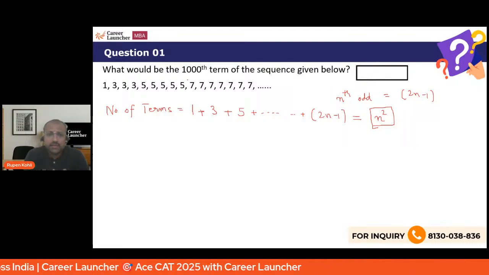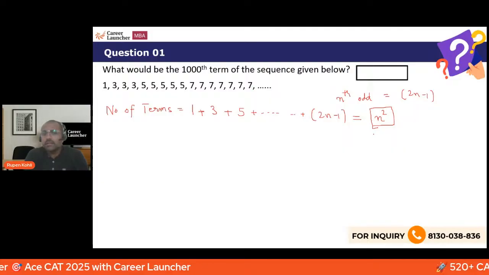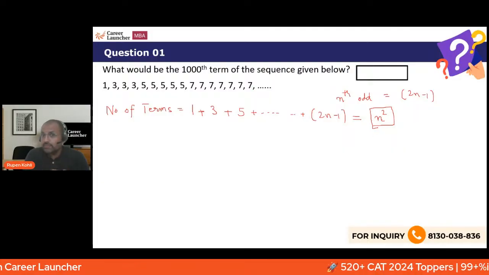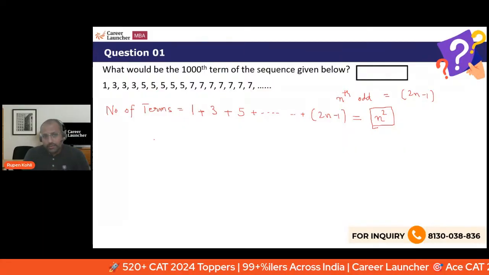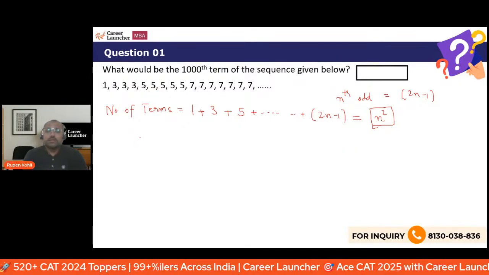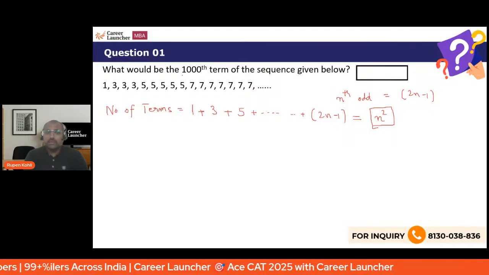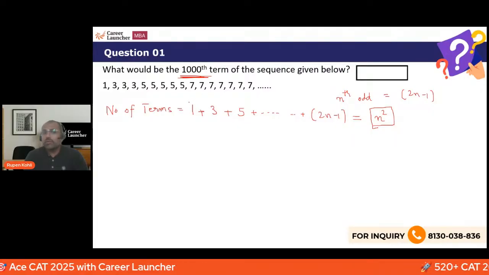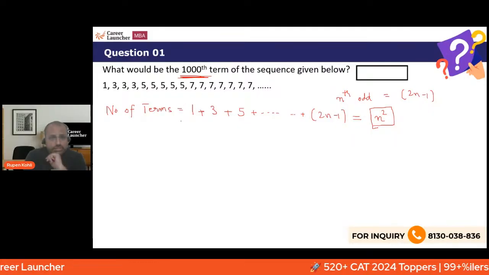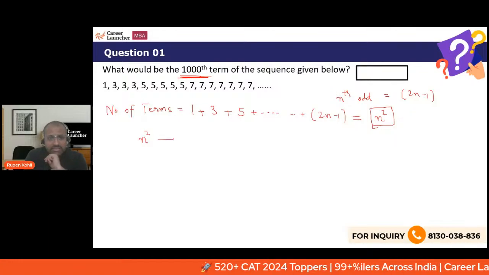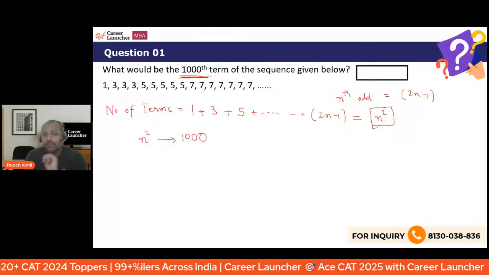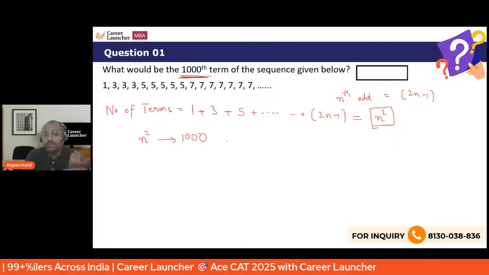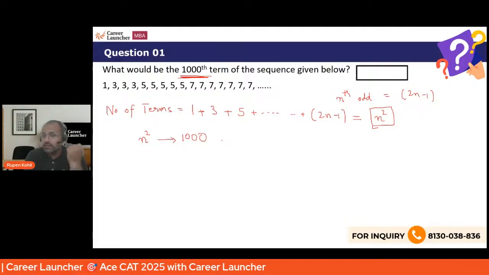For example, let's say I have finished writing all the sevens. How many terms have I written? Put n equal to 4 because 7 is the fourth odd number. So 4 square is 16. Indeed, this is the 16th term, isn't it? So this number of terms, n square, should reach somewhere near this mark of 1000, up to which I want to reach, right? So we have to think which perfect square is nearest to 1000. 30 square is 900. 31 square is 961.